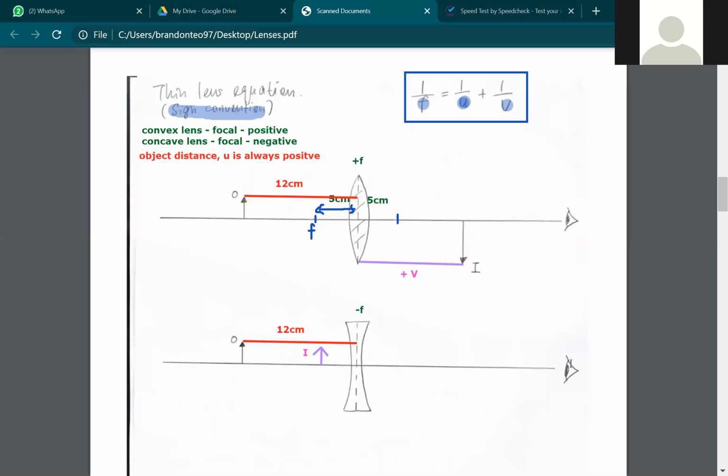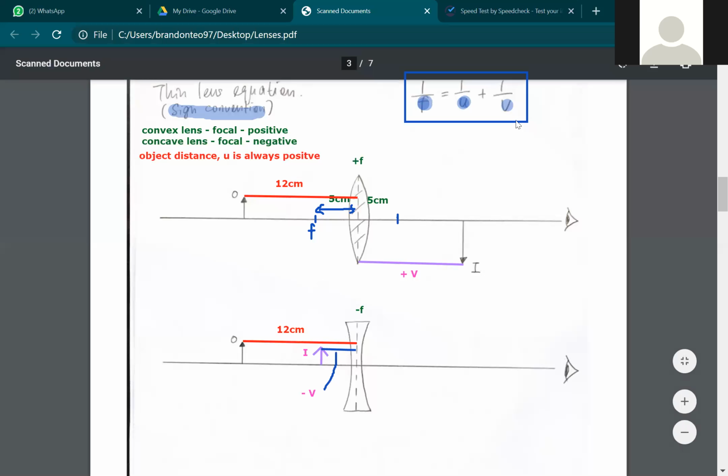It is formed on the other side of the eye, right? On the other side of the eye. So if you measure the distance from here to here, the blue color line, here we are going to put a negative. Whatever distance this is, we're going to put a negative. Here put negative V, because it is on the other side. That's it for the sign convention of the lens equation. Remember this one? When do we use positive, negative? For F, U, and V.